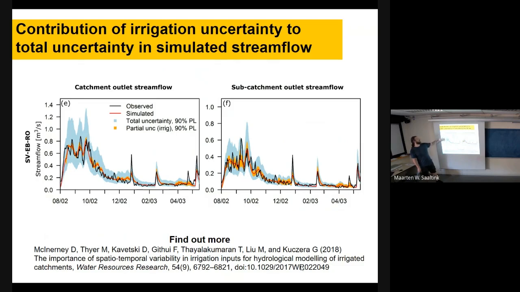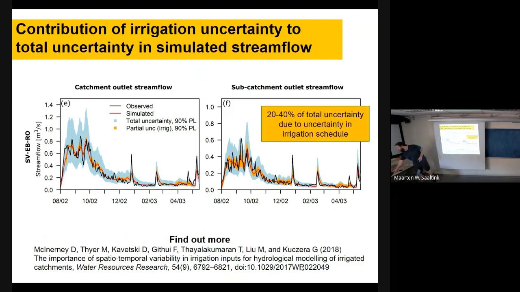And this was an application of a similar decomposition approach, but looking at an agricultural catchment and the contribution of irrigation schedule uncertainty on the streamflow. It was part of another project, and I just want to show you here that these ideas are applicable not just with rainfall, but also, for example, with irrigation scheduling.